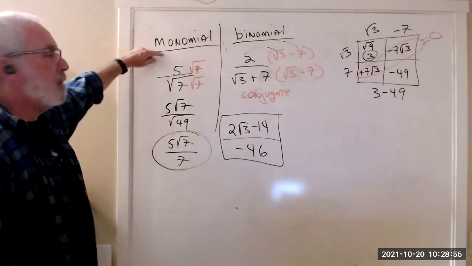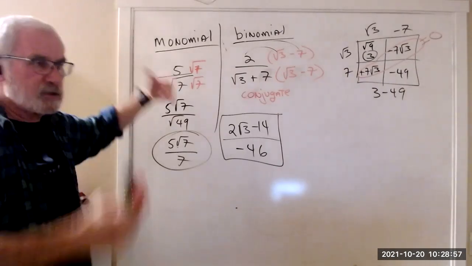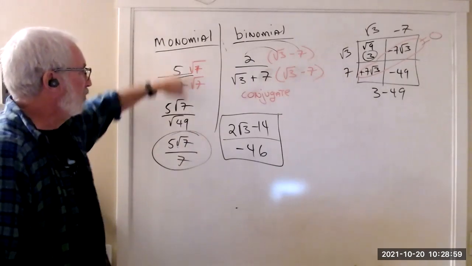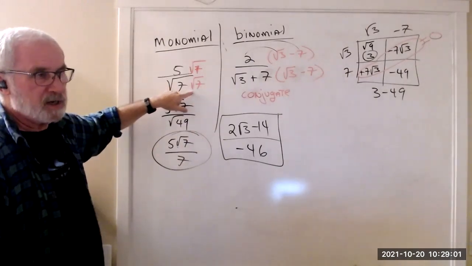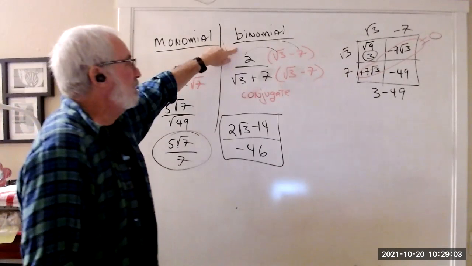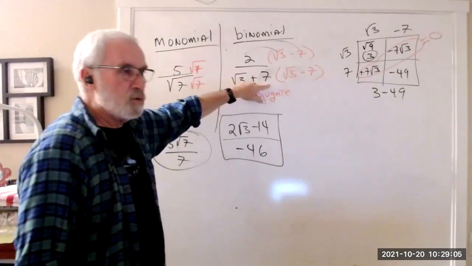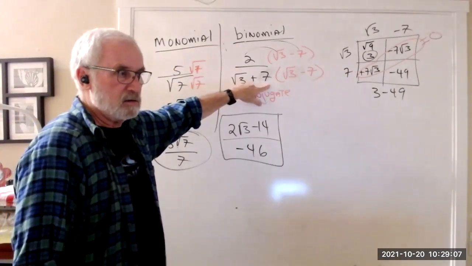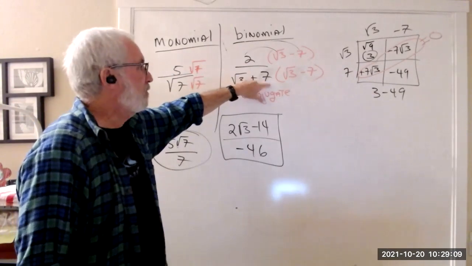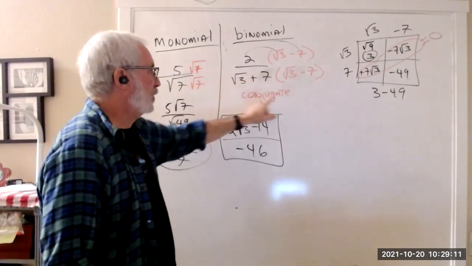So monomial denominators have a special technique for fixing a monomial denominator. Binomial denominators have their own technique. Okay, for fixing a binomial, we call this the conjugate.